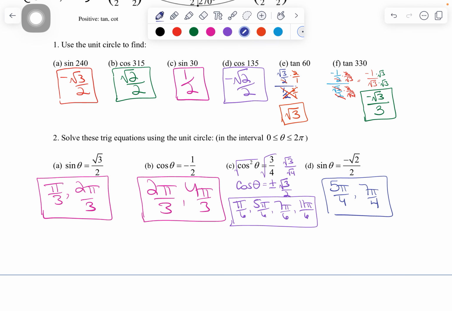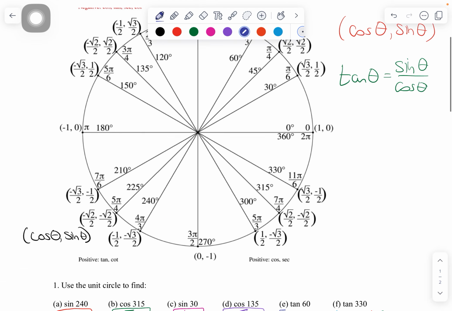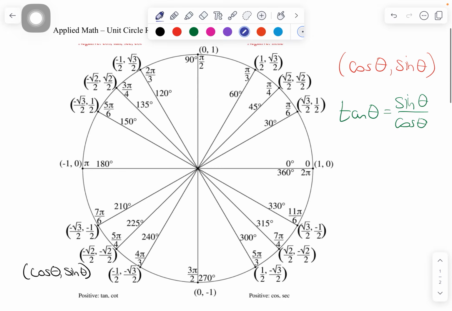There we go. All right, so this is a little bit of a review for how you work with the unit circle. Remember, you do not have to memorize the unit circle. You just have to be able to use it. If I give you this unit circle, you need to remember again, each one of these ordered pairs is cosine, sine. It's alphabetical order if you can remember that. And then one of the definitions for tangent is that tangent is equal to sine divided by cosine.